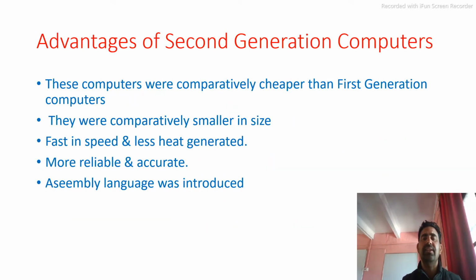Advantages of second generation computers. The computers were comparatively cheaper than the first generation. Although they were costly, if we compare them with first generation computers, they were cheaper. They were comparatively smaller in size, faster in speed, and generated less heat compared to first generation computers. They were more reliable and accurate. And for the first time, assembly language was introduced in second generation computers.